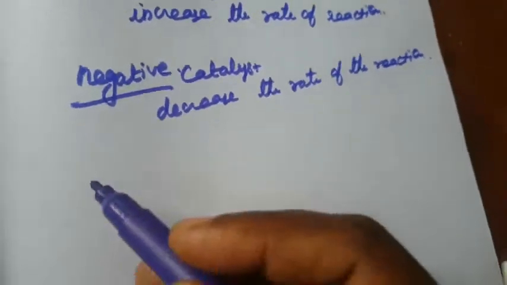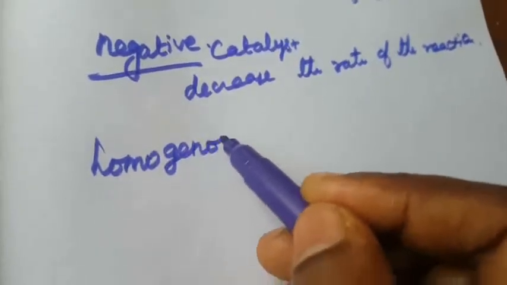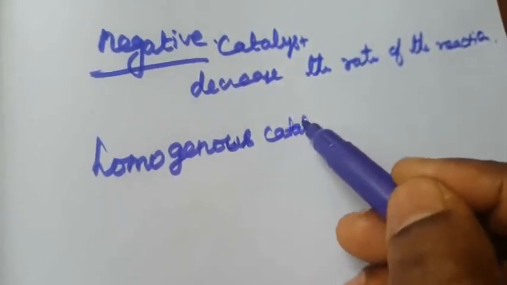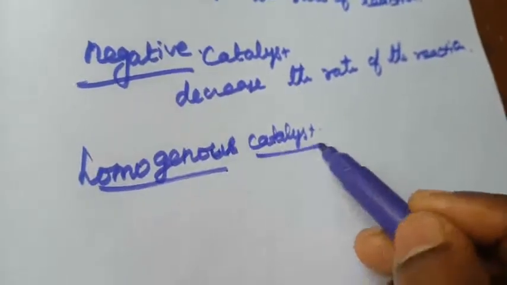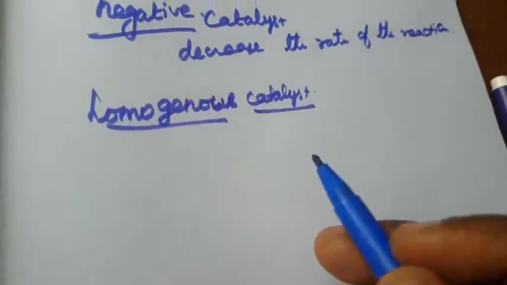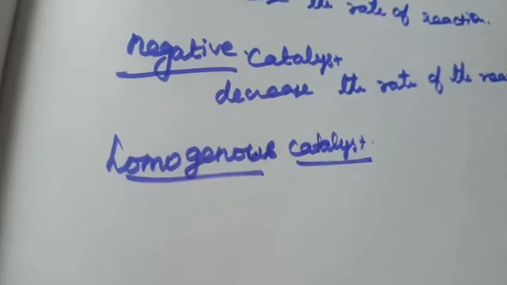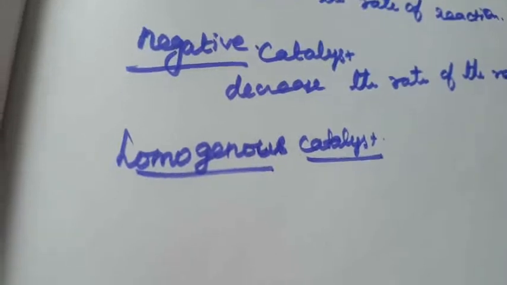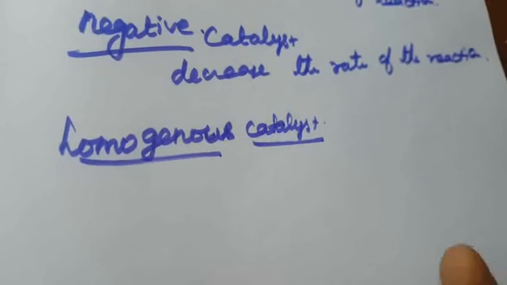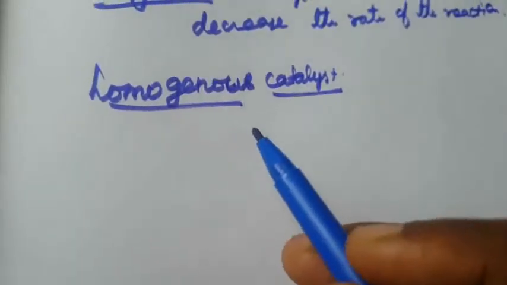Next we are going to see what is meant by homogeneous catalyst. What is homo? Homo means same, right? In a homogeneous catalyst, the reactant, the product and the catalyst are all in the same state, for example the gaseous form. So that is called a homogeneous catalyst.